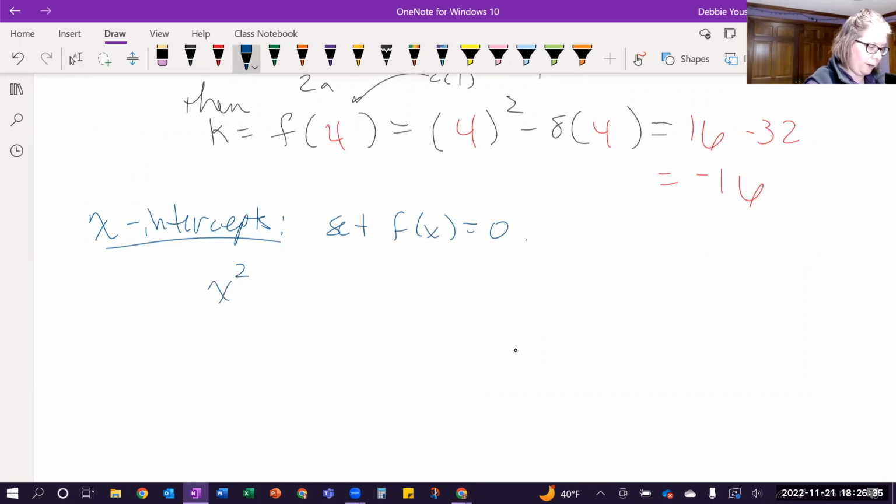So we had x squared minus 8x equal to 0. So I look at that and say, okay, how do I solve that? Well, I think I can try and factor. There's a common factor of an x.